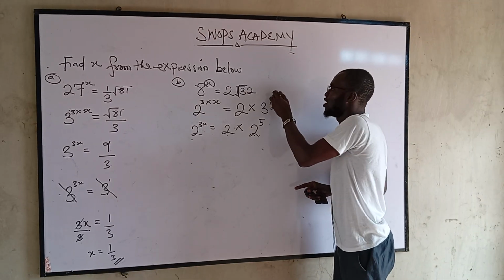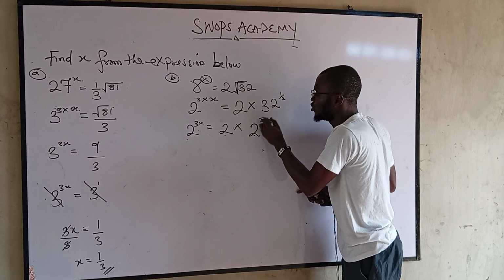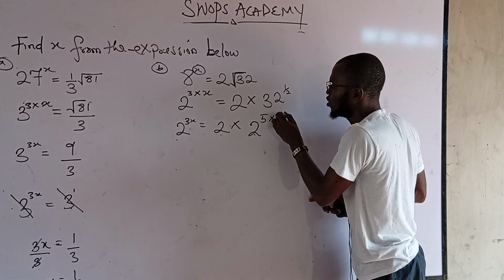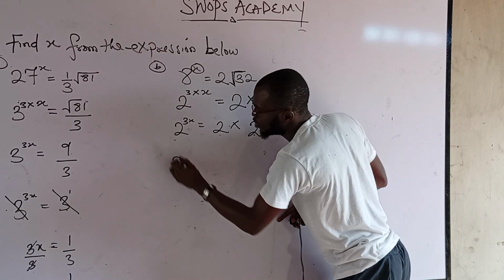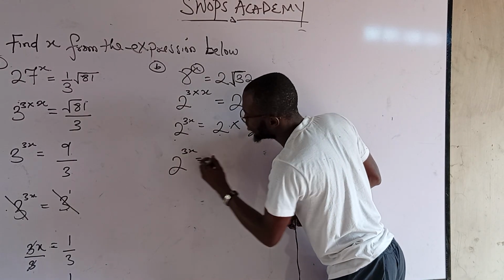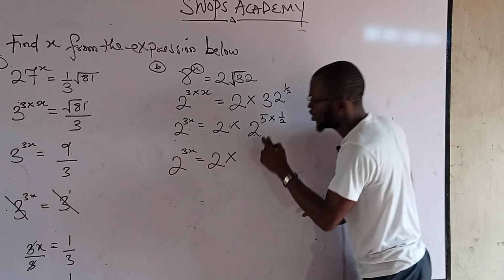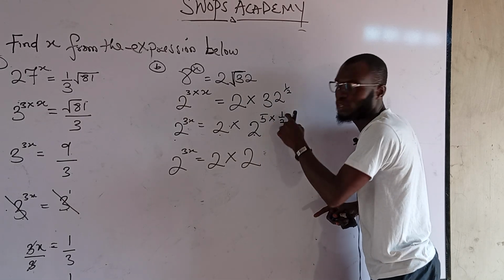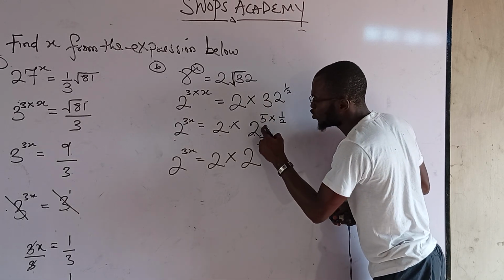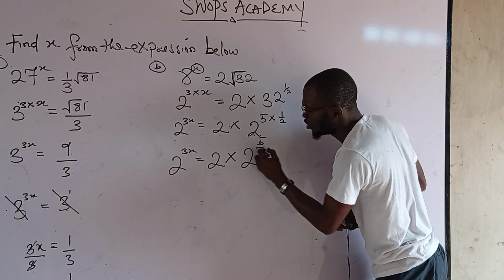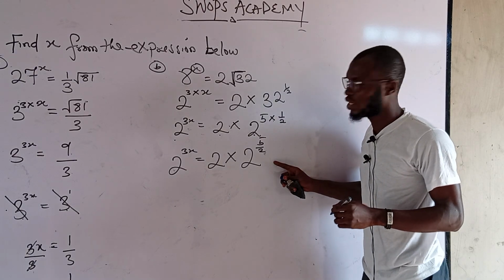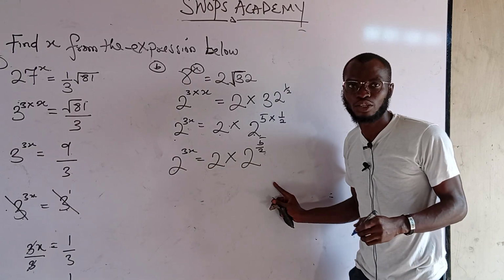But don't forget that there is one power already here. You will multiply it with that already power here, 1 over 2. Then 2 raised to power 3x now equals 2 raised to power 5 times 1 over 2. 5 times 1 will give us 5, 1 times 2 will give us 2, so 5 over 2. All together, you can see the bases are now equal.